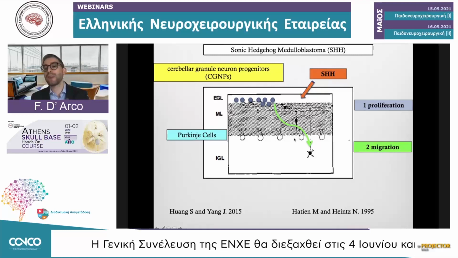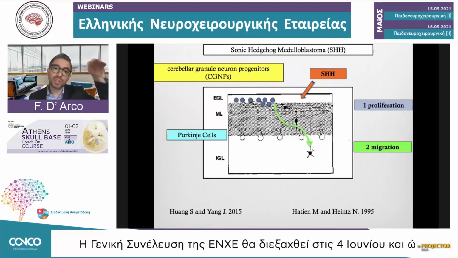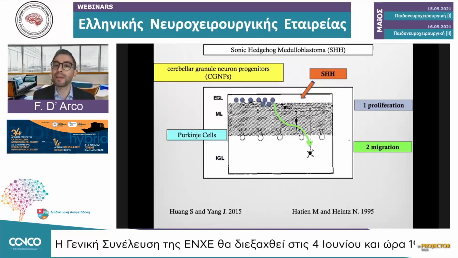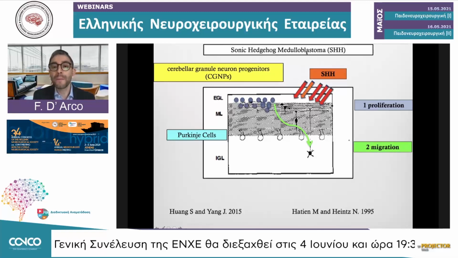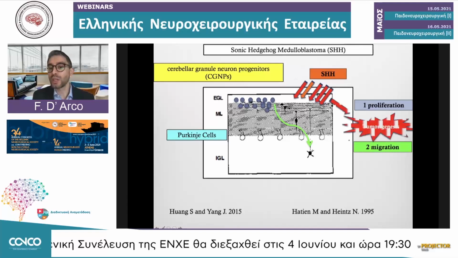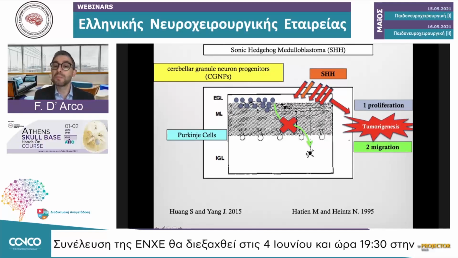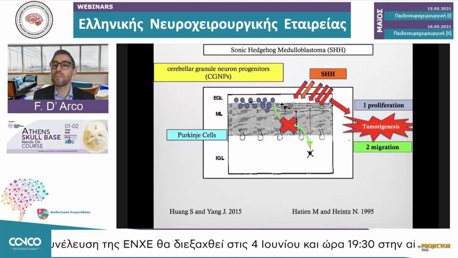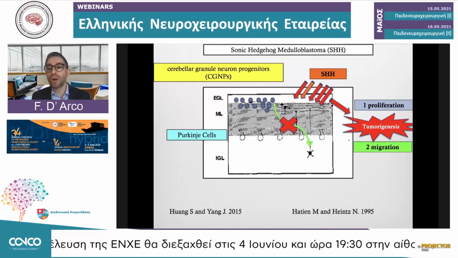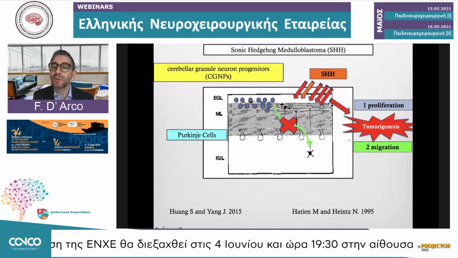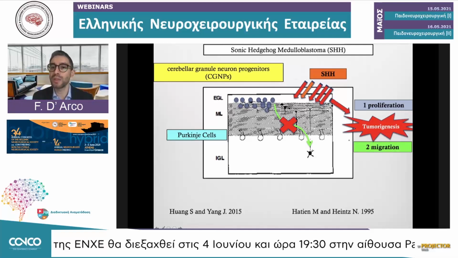So normally, when a child is born, the Purkinje cell is external and the granular layer internal. What happens if something goes wrong here is that you have tumorigenesis, but this proliferation and migration is also blocked. And this is so important for a radiologist to know about the biology of the sonic hedgehog medulloblastoma, because the tumors will be stuck in the surface of the cerebellum.